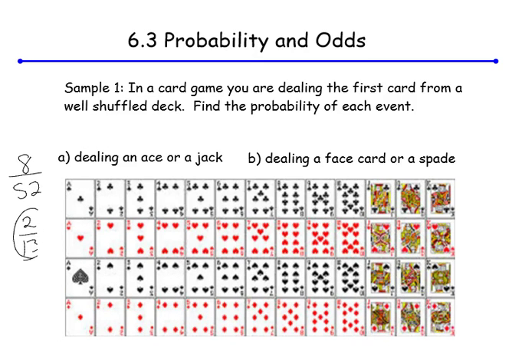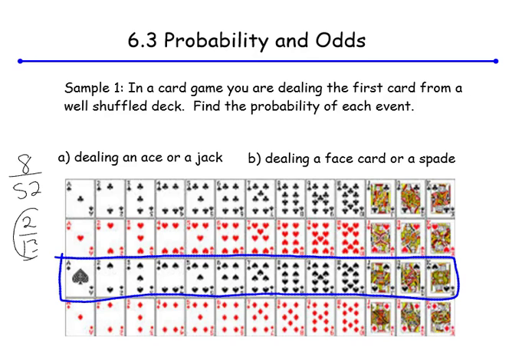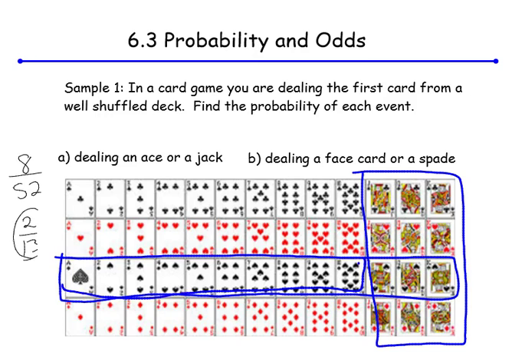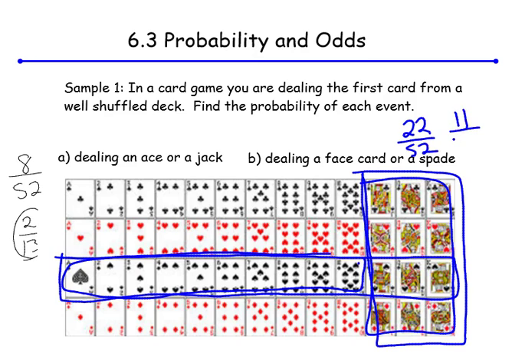So we want to look at all of our spades. There's our spades and all of our face cards, Jack, Queen, King. And we see we have a little bit of overlap there, so we want to be careful not to count those cards twice. So we have ace through 10 here in this first block. There's 10 cards, and then there's 12 cards here for a total of 22. So 22 out of 52, which simplifies to 11 out of 26.